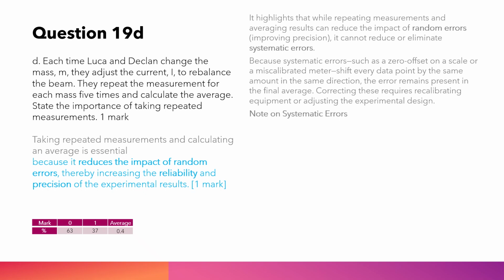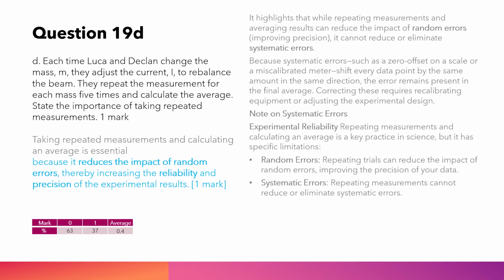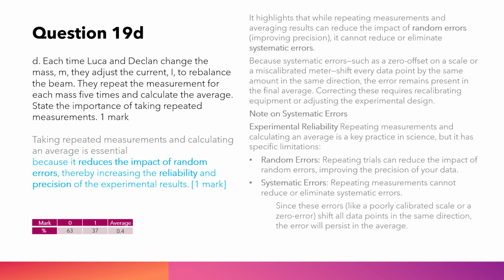Note on systematic errors. Experimental reliability. Repeating measurements and calculating an average is a key practice in science, but it has specific limitations. Random errors. Repeating trials can reduce the impact of random errors, improving the precision of your data. Systematic errors. Repeating measurements cannot reduce or eliminate systematic errors. Since these errors, like a poorly calibrated scale or a zero error, shift all data points in the same direction, the error will persist in the average. To address systematic errors, you must recalibrate equipment or change the experimental design.